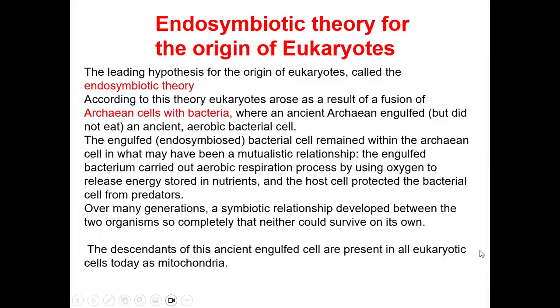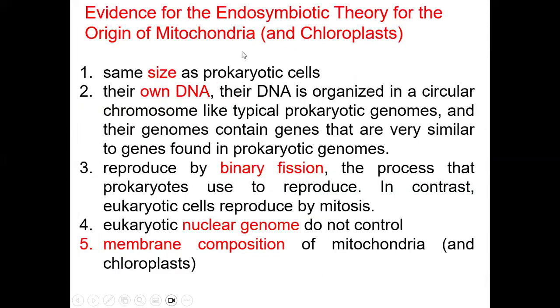The same points are written over here for your reference. Now coming to the evidence for the endosymbiotic theory for the origin of mitochondria and chloroplast. First of all, they have the same size as that of the prokaryotic cell. They have their own DNA, and their DNA is organized in a circular chromosome similar to that of a prokaryotic genome, and their genome contains genes that are very similar to the genes found in the prokaryotic genome. Also, reproduction in these organelles takes place by binary fission, while the eukaryotic cells reproduce by mitosis.